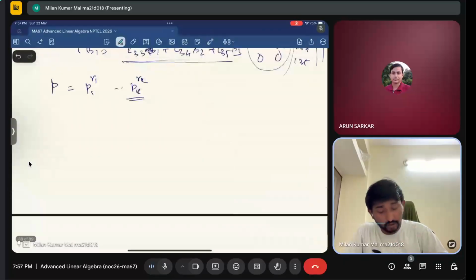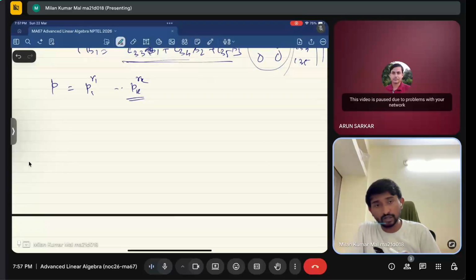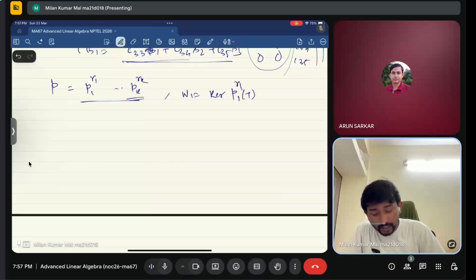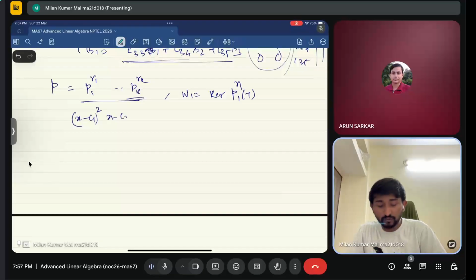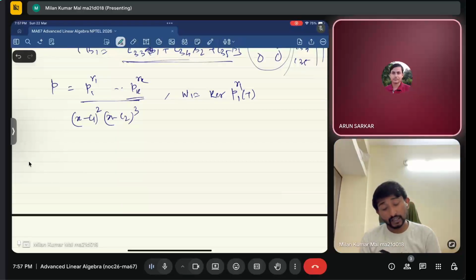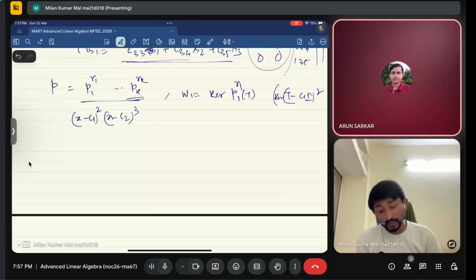I am not going to prove this theorem, but I will try to explain using it how we get to the simplest form. You have to read this theorem and its proof from the book. Here I will consider W1, actually the kernel of P1 to the power R1. For the simplest form, you can consider something like x minus c1 to the power 2, x minus c2 to the power 3, to connect it. So here you are considering the kernel of (T minus c1 I) squared. Note that this is the minimal polynomial.